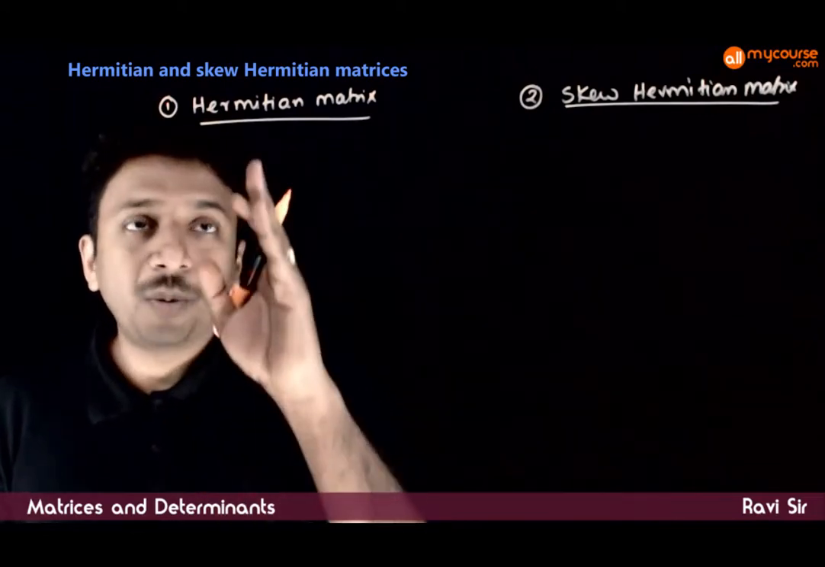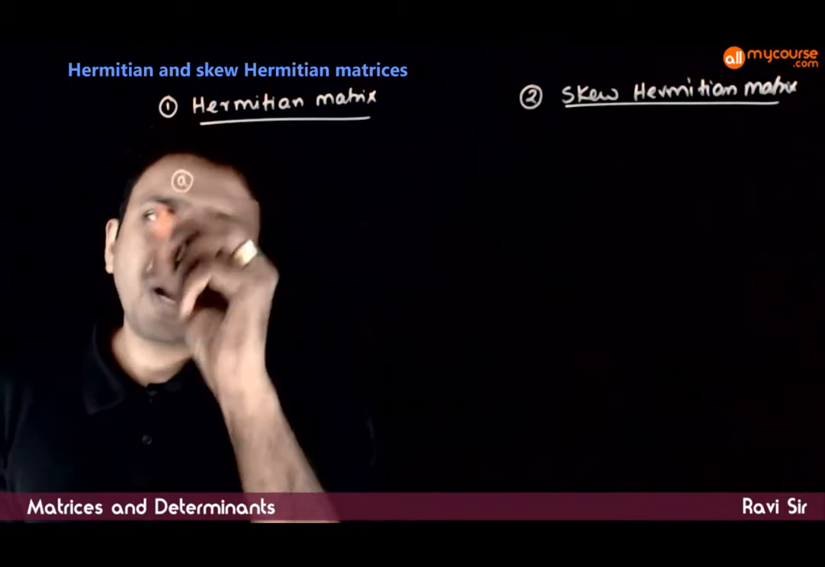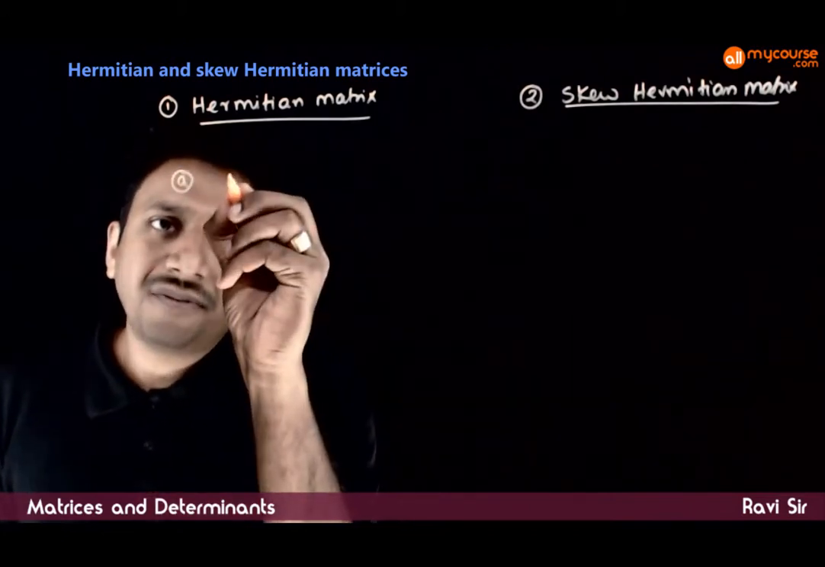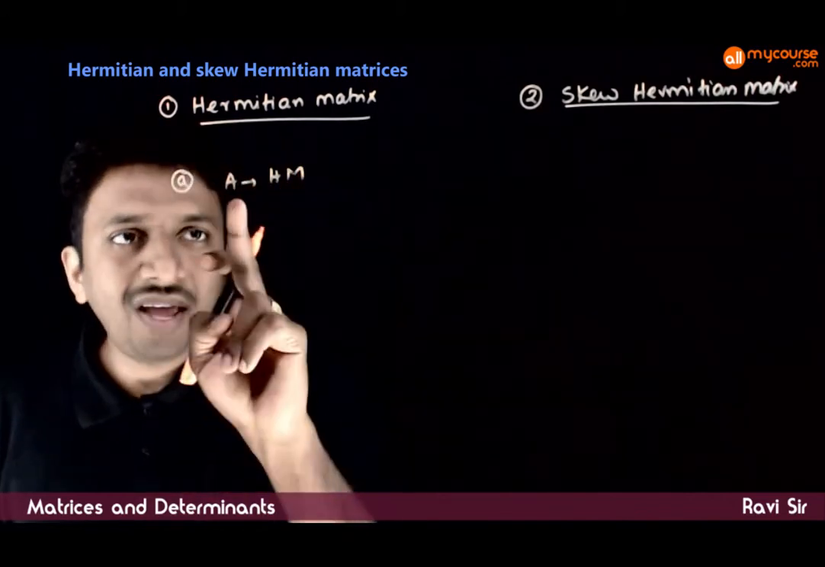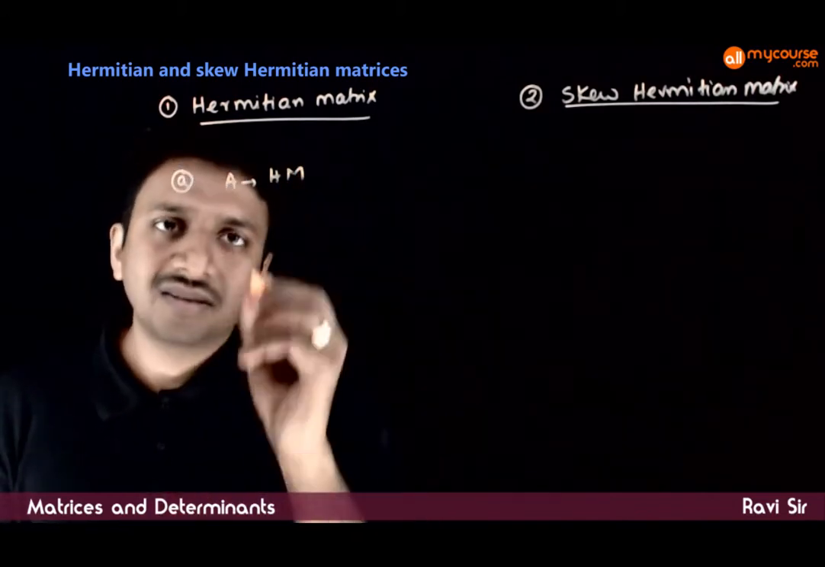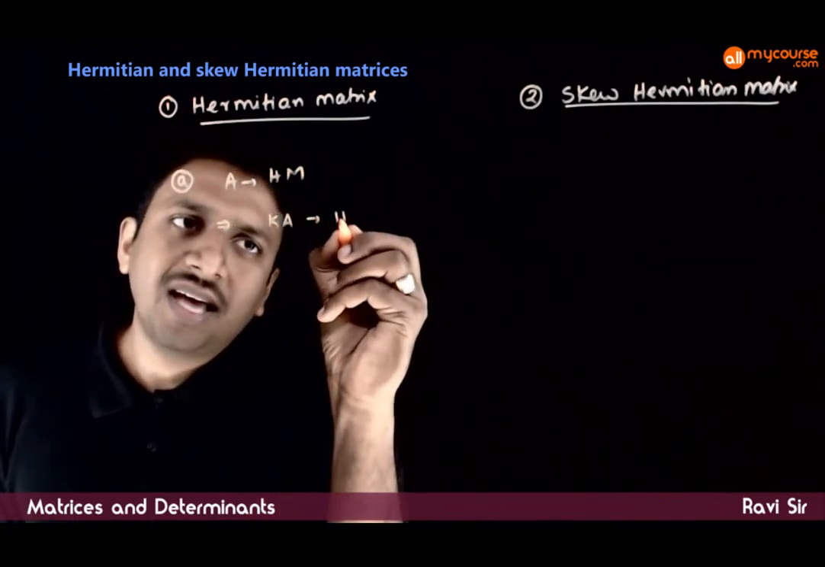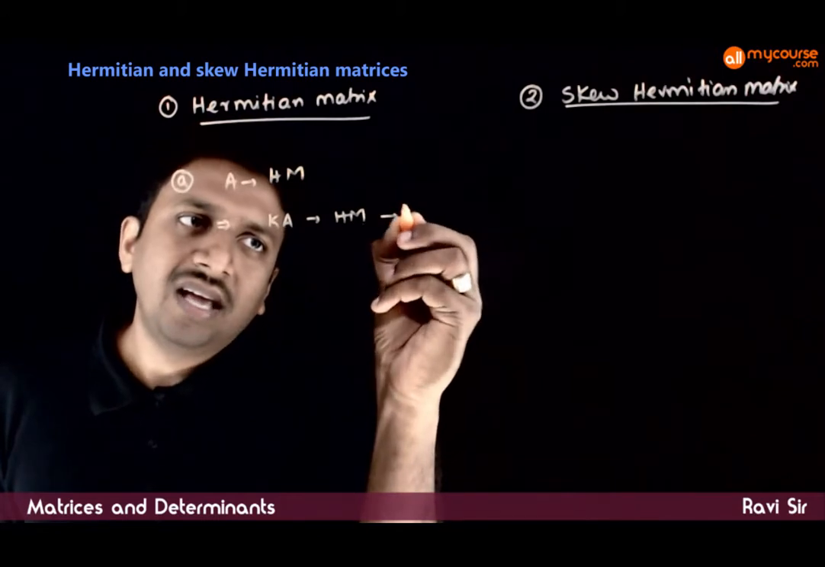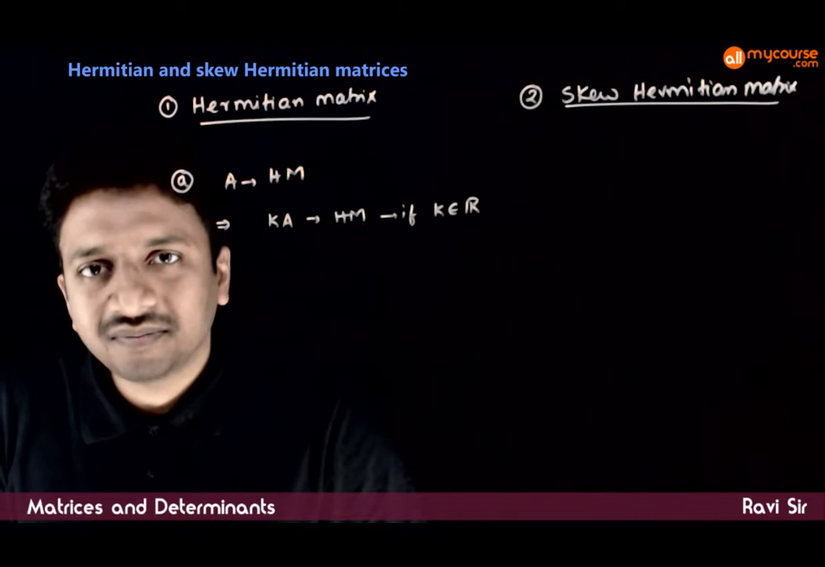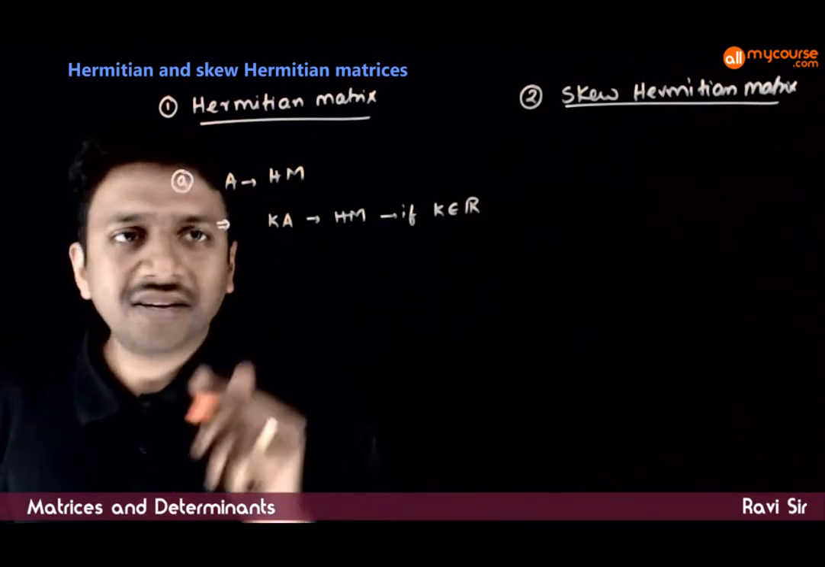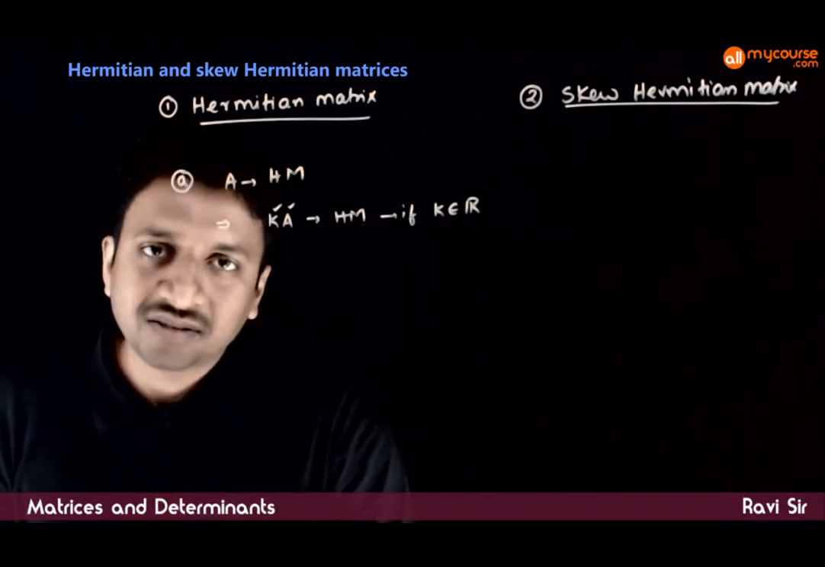So let's look at the first property of Hermitian and skew Hermitian matrices. The first property says that if A is a Hermitian matrix, that implies KA is a Hermitian matrix if K is a purely real number. So if A is a Hermitian matrix, then any real number times A is a Hermitian matrix.